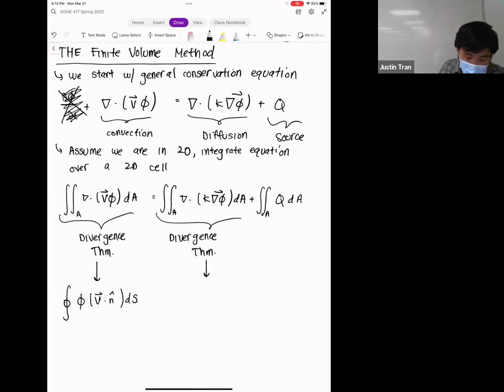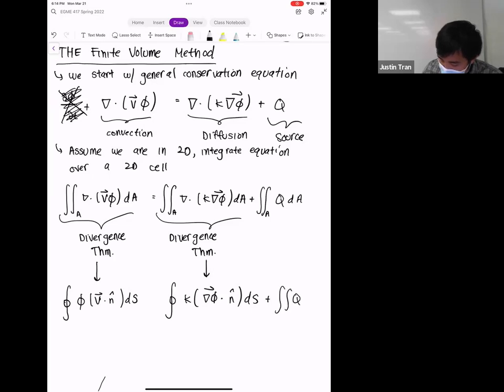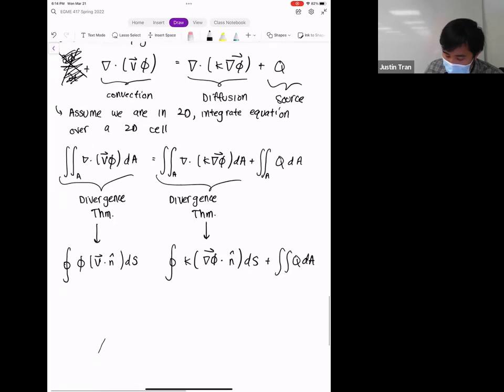The integral that pops out is the line integral of phi multiplied by the convection velocity, with the dot product with the normal vector, ds. And then the same thing for the diffusion term. For the diffusion term, we have a line integral around the boundary of k multiplied by the gradient of phi, dot product with n, ds. And then for the q, the source integral, we're just going to keep that the same.